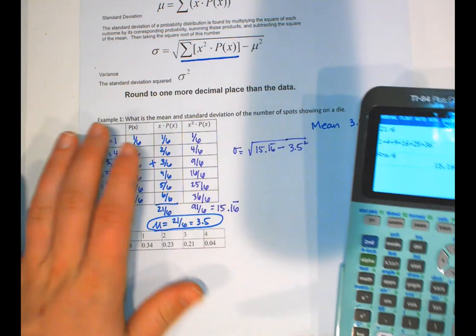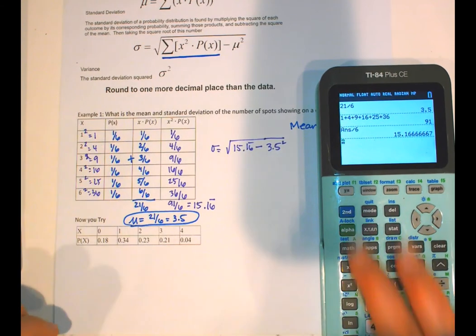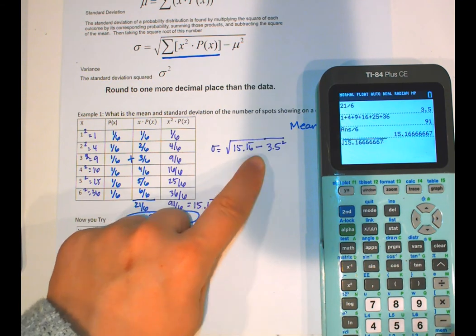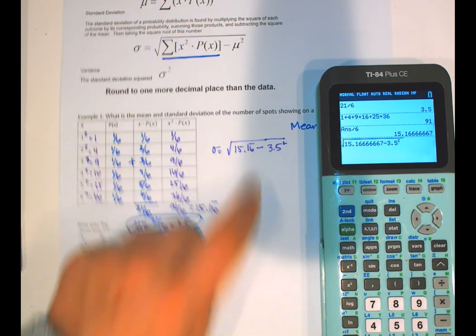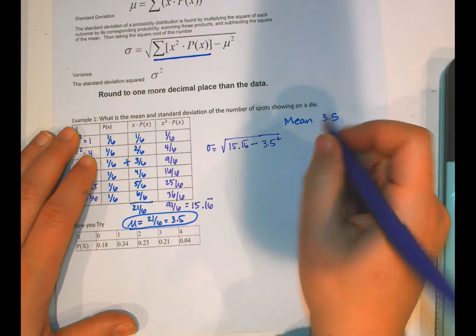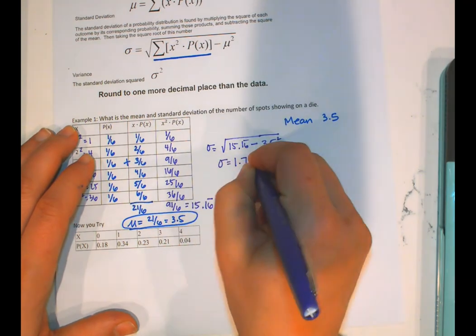So when I do that on my calculator, I'm taking the square root, and I could just use this value here, minus 3.5 squared. So I get my standard deviation is 1.71 when I solve.